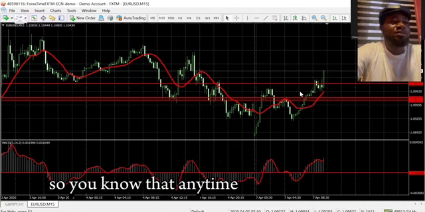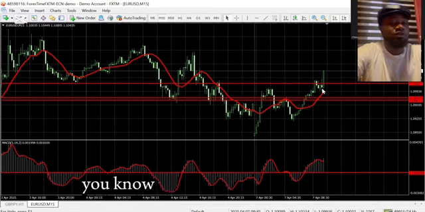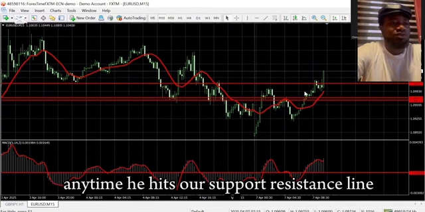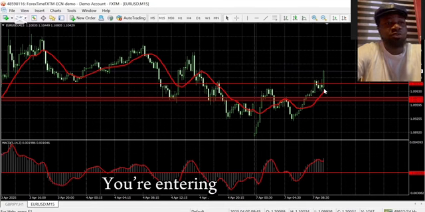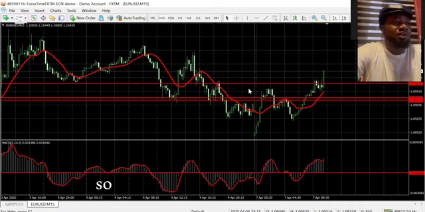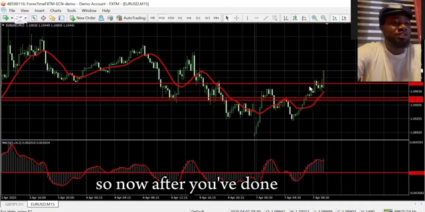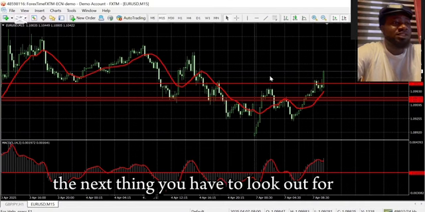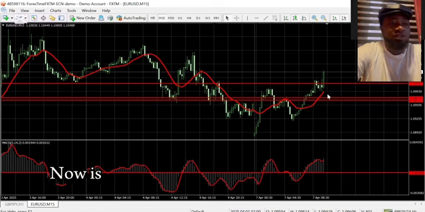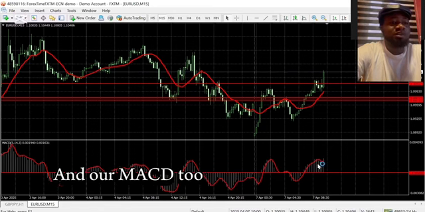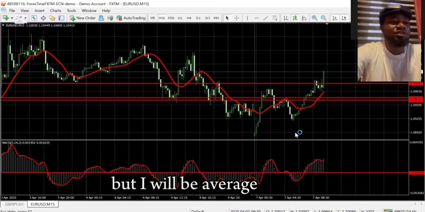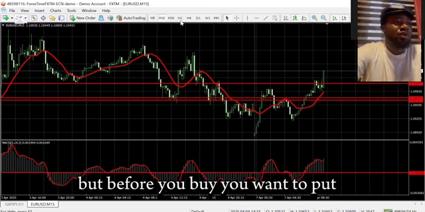You know the law of support and resistance: anytime it hits our support or resistance line, you are either coming out of the trade or you are entering more positions. After you've done all this, the next thing to look out for is whether price is above or below. It is definitely above our moving average, and our MACD is above too, so it is an obvious buy. But before you buy, you want to go to the 1 hour.